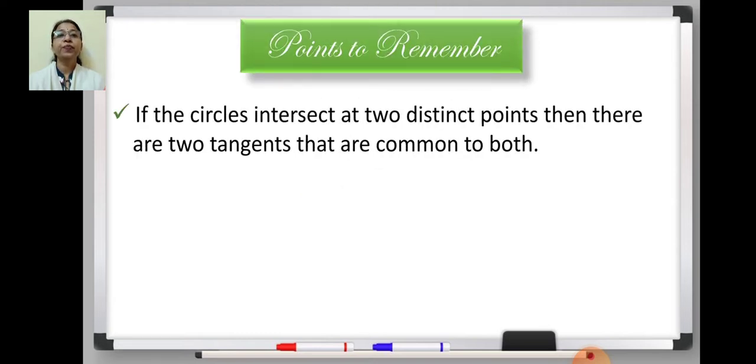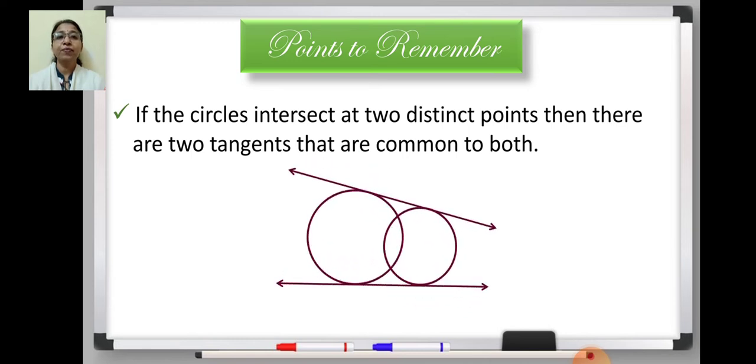Next point, if the circles intersect at two distinct points, then there are two tangents that are common to both. So now let us draw intersecting circles. So here is the way of drawing common tangents.